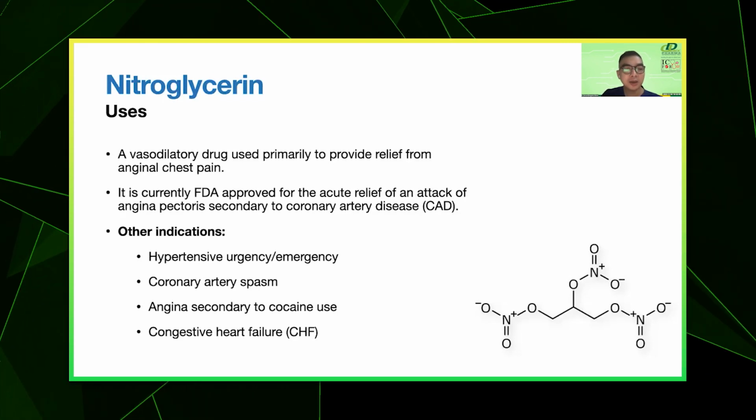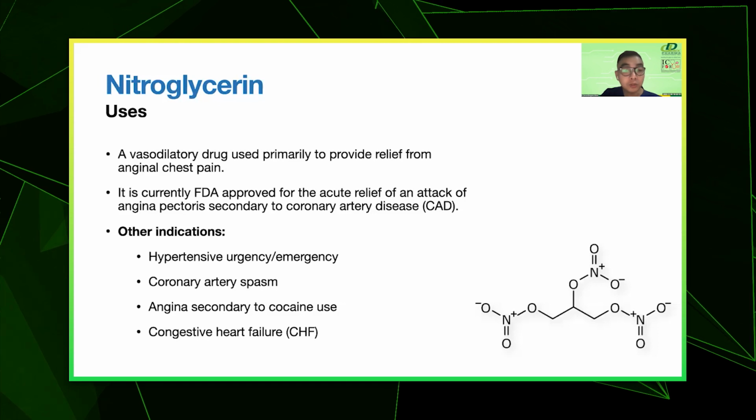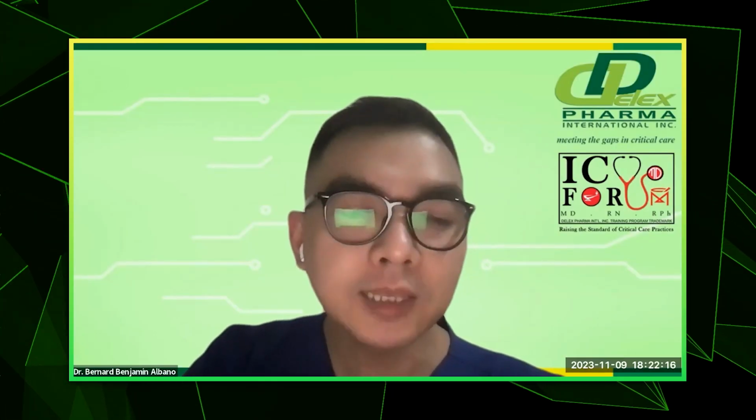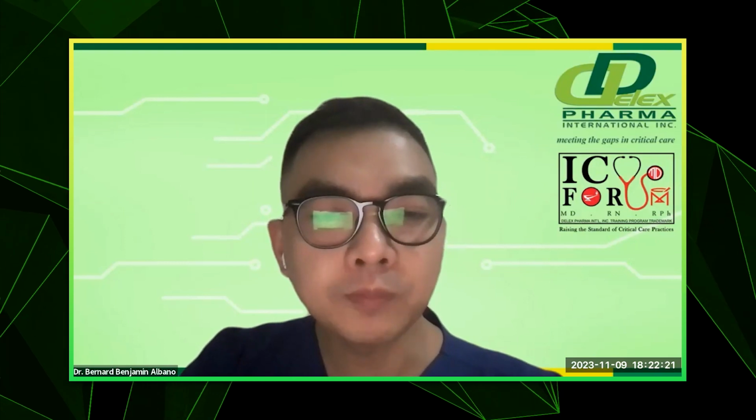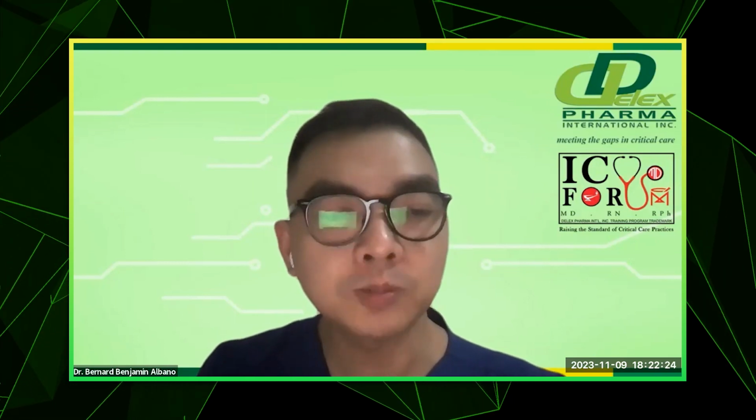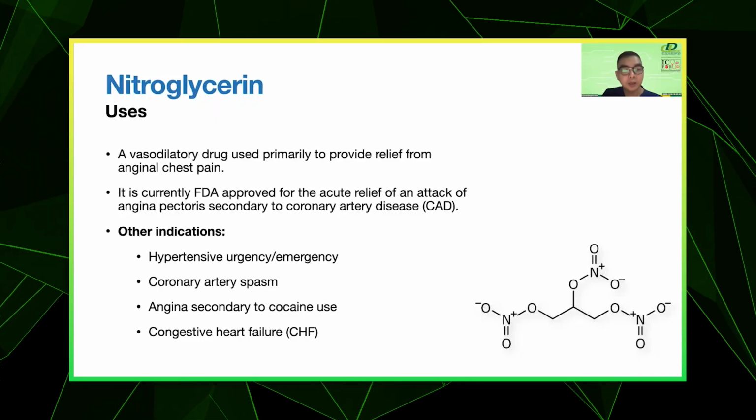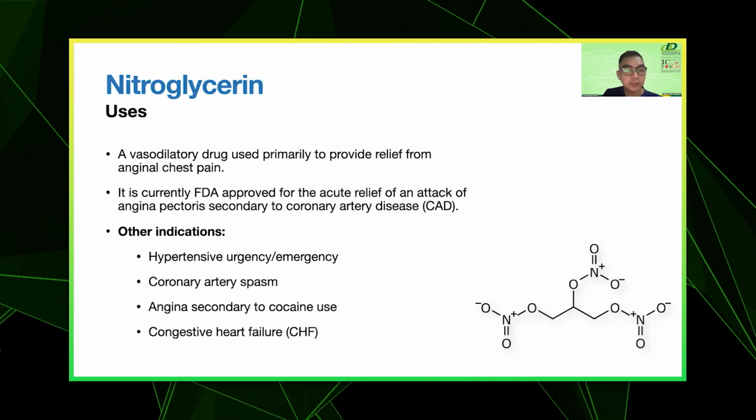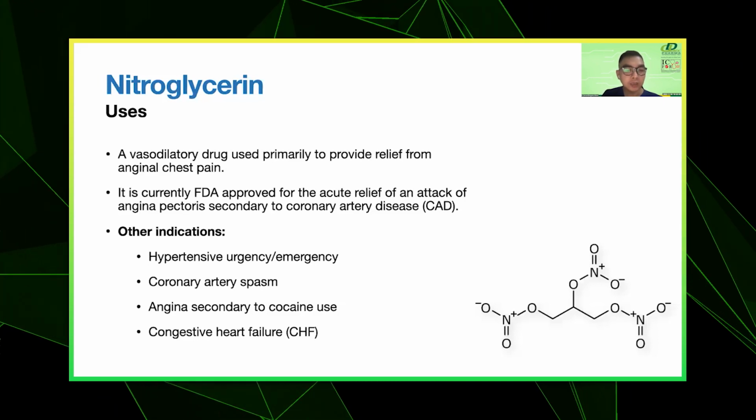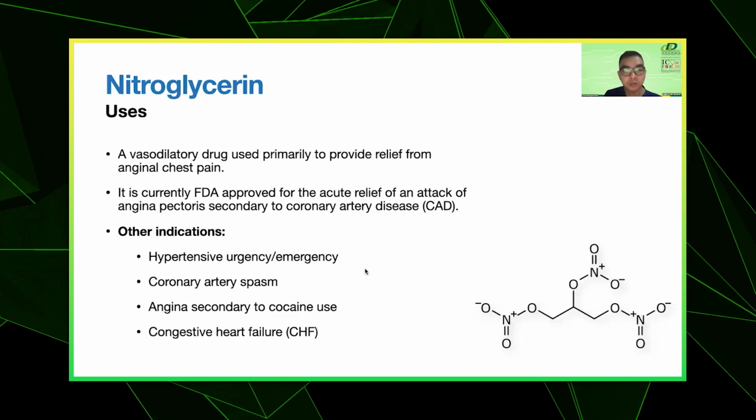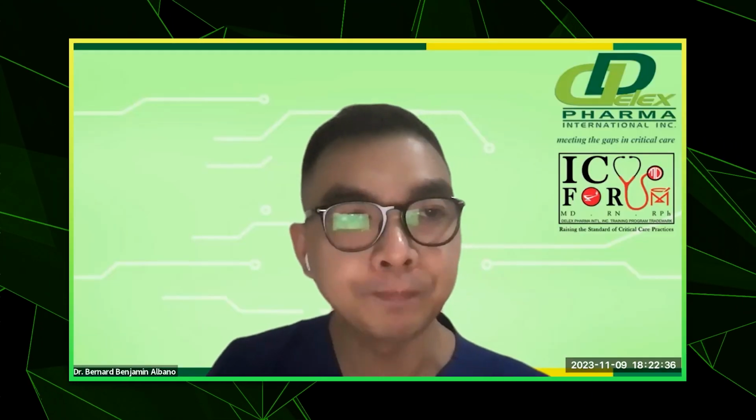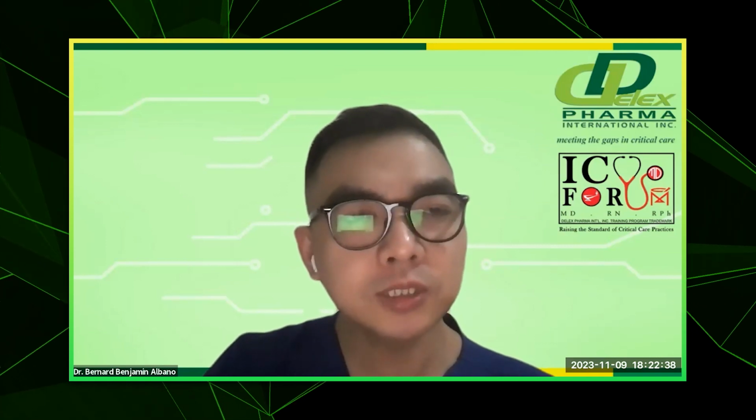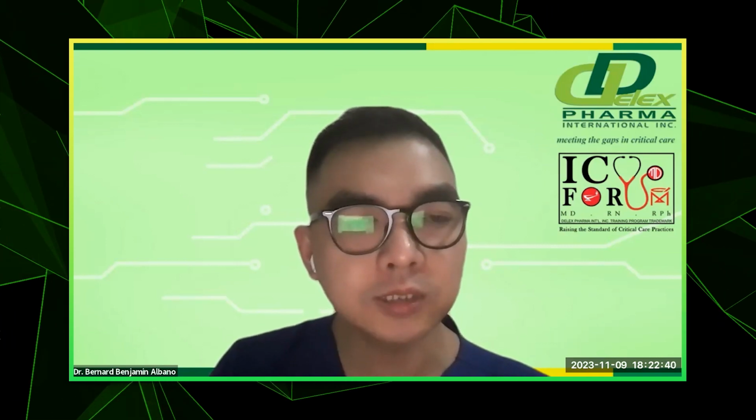Coronary artery spasm is a phenomenon where there is a dynamic obstruction or dynamic reduction in the lumen of the coronary artery spontaneously without fixed obstruction. And another indication would be the treatment of angina secondary to cocaine use, and of course, cardiogenic pulmonary edema in the setting of congestive heart failure. We can use nitroglycerin. We have different dosing solution of nitroglycerin.